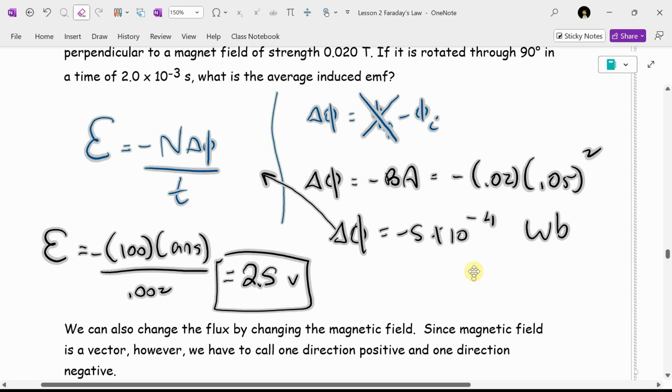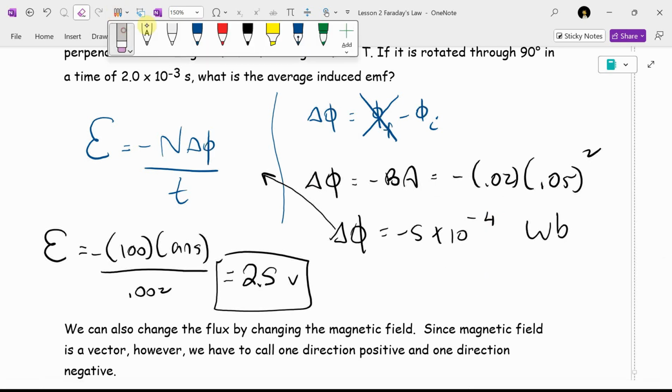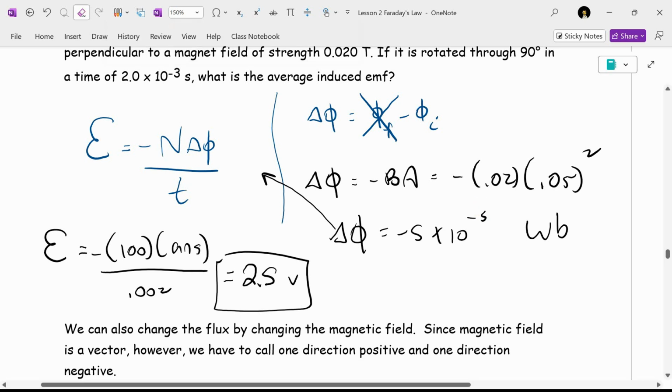I shouldn't have listened to Jacob. It's negative 5 times 10 to negative 5. Okay. I won't listen to Jacob again. Ever.